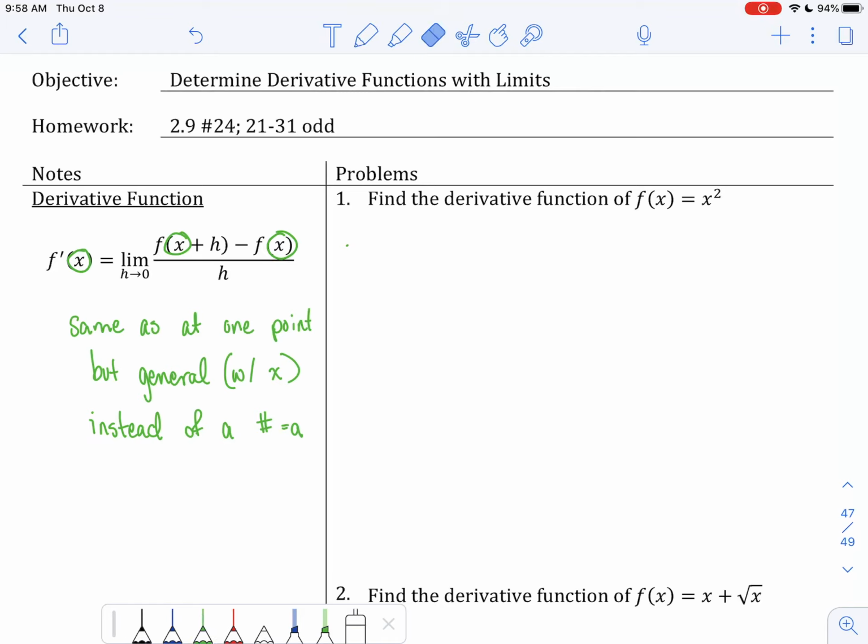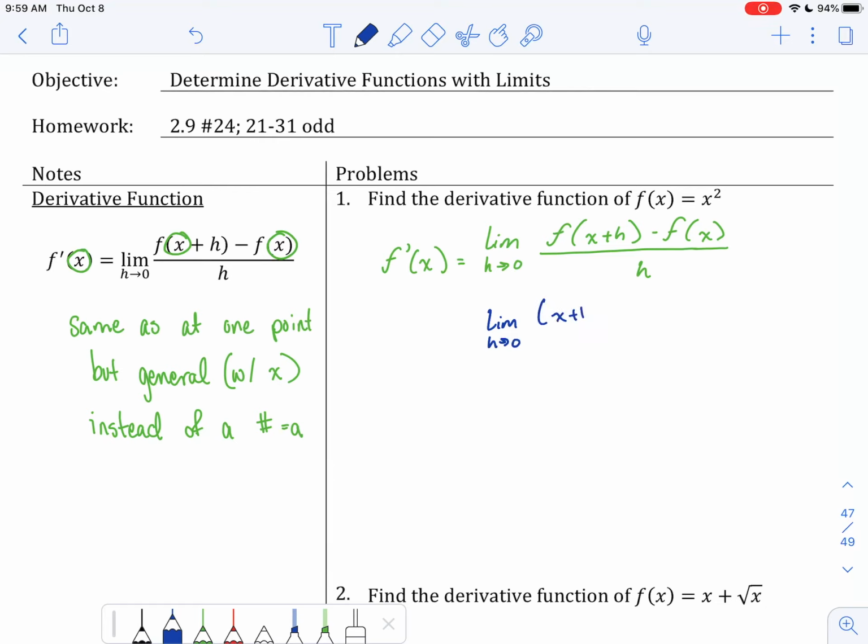Now, in order to find the derivative function of x squared, we're going to start with this formula. We're going to say, all right, well, f prime of x, the derivative of f, is equal to this limit. Now, all we need to do is use our limit skills from earlier in this chapter, and we can solve this. So we'll say the limit as h approaches 0, f of x at this point is x squared, so x plus h squared minus x squared over h.